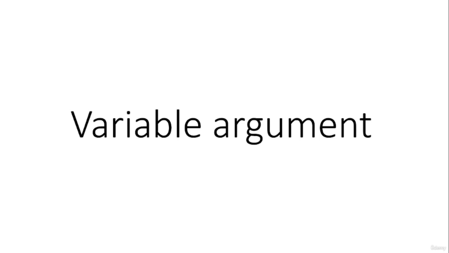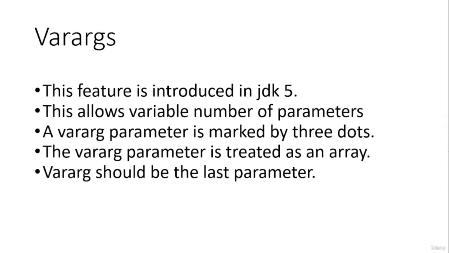Now, in this final lecture of this section, we will discuss variable arguments. Variable arguments were introduced in JDK version 5. It is a feature which allows a variable number of parameters for a particular method. In a method, we denote a variable argument parameter with three dots followed by the parameter name.